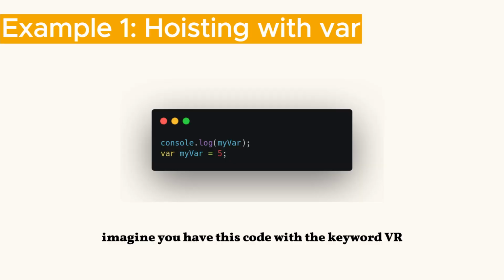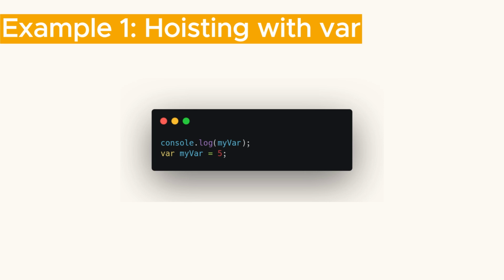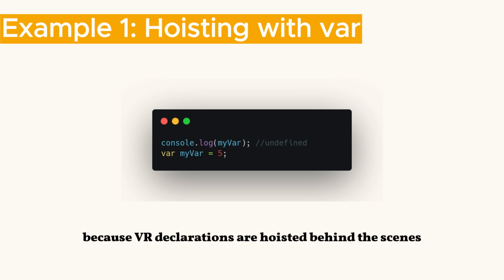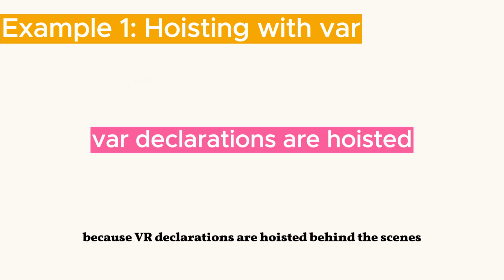Imagine you have this code with the keyword var. Can you guess what it will output? Most people might think this would throw an error because we're logging my_var before it's defined. But actually, JavaScript doesn't throw an error. Instead, it prints undefined to the console.